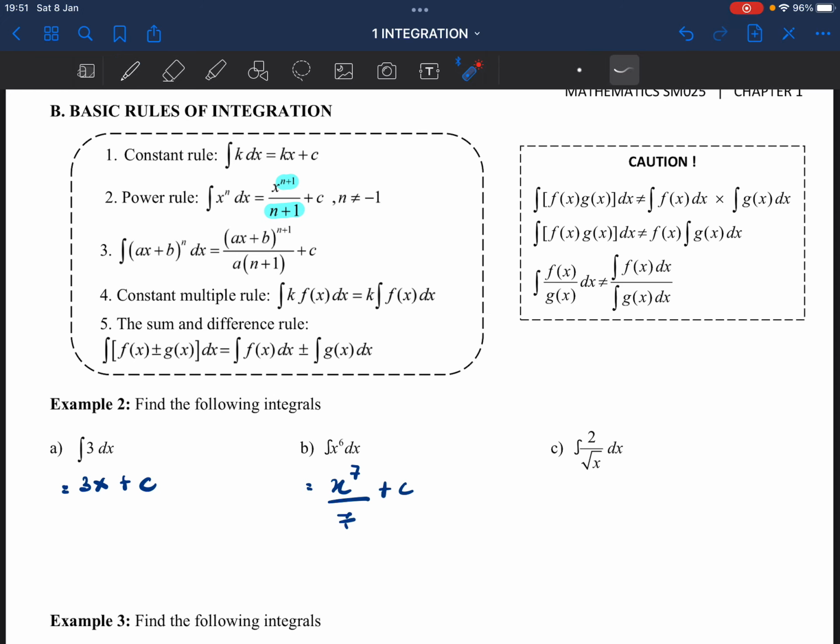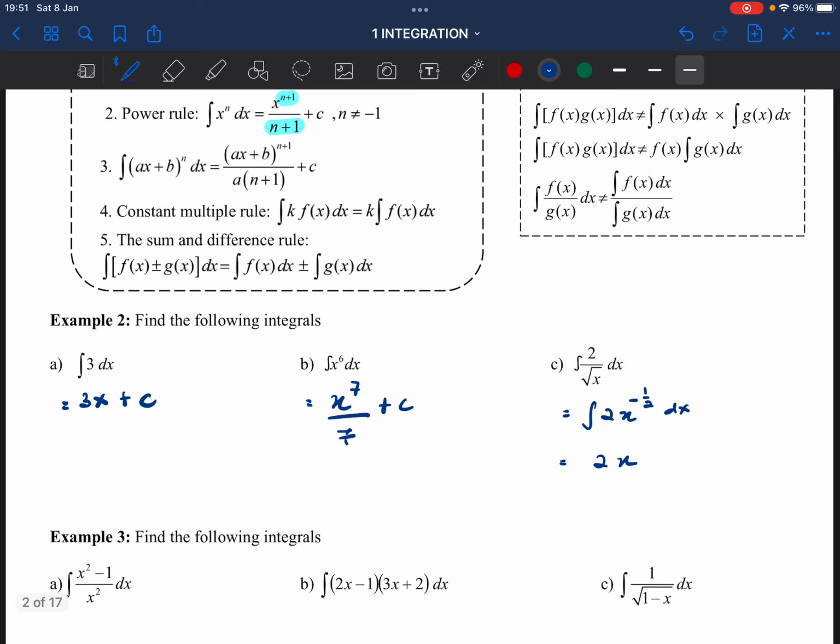Okay, same thing works here. 2 over square root x. So we can simplify first. The key to integration is to make sure to simplify your expression first. So we have 2x to the power of negative 1 over 2. Just using the power rule, we will get 2x to the negative 1 over 2 plus 1, over 1 over 2 plus c. So that will get you 4x to the 1 over 2 plus c, or you can write it as 4 square root x plus c. Okay, so that is the power rule.